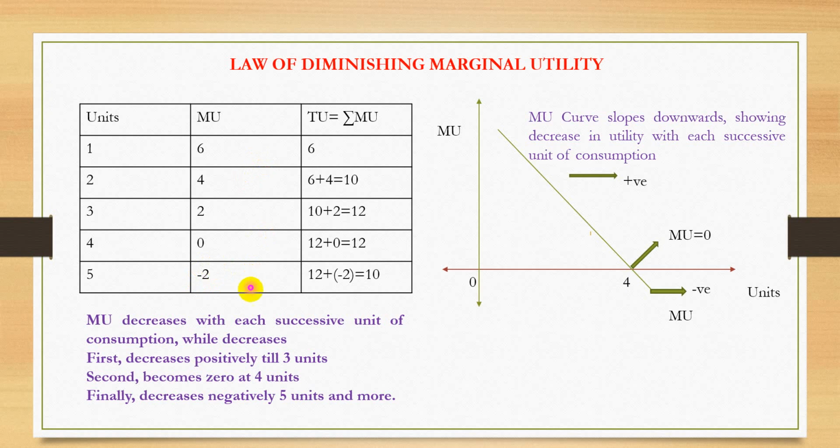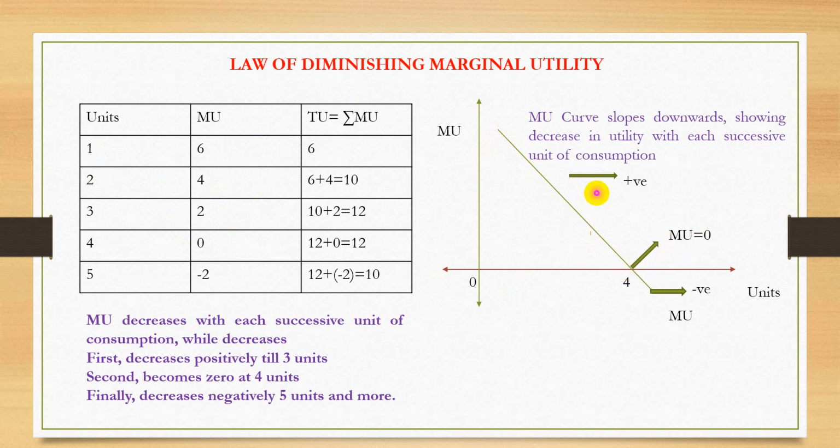This law of diminishing marginal utility can be explained with the help of a diagram. We have measured marginal utility on the y-axis and units of consumption on the x-axis. Now this is the MU curve we have drawn on the basis of the table. What you find is that at the fourth unit MU is 0, so the MU curve intersects the x-axis at 4 units, showing that MU is equal to 0.